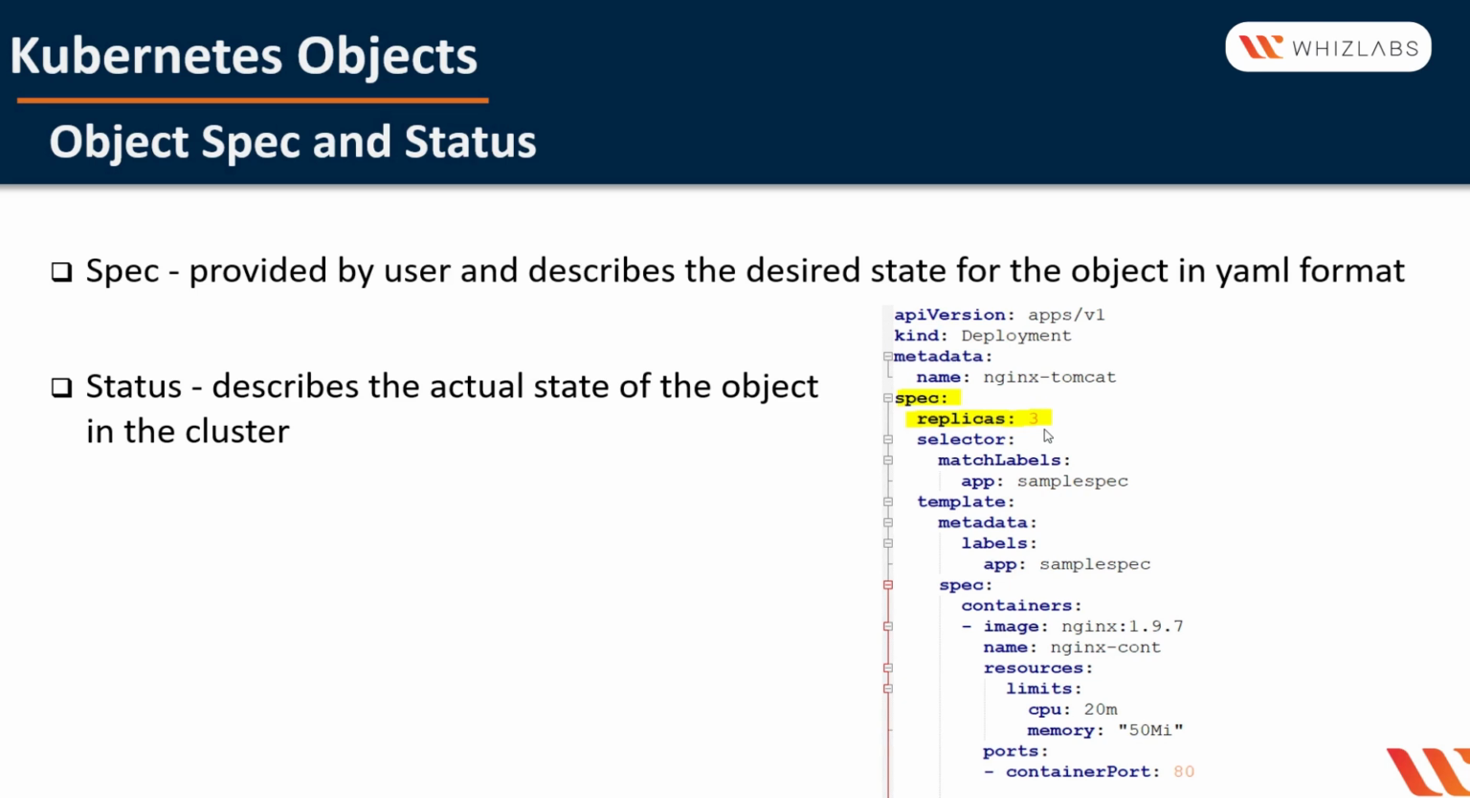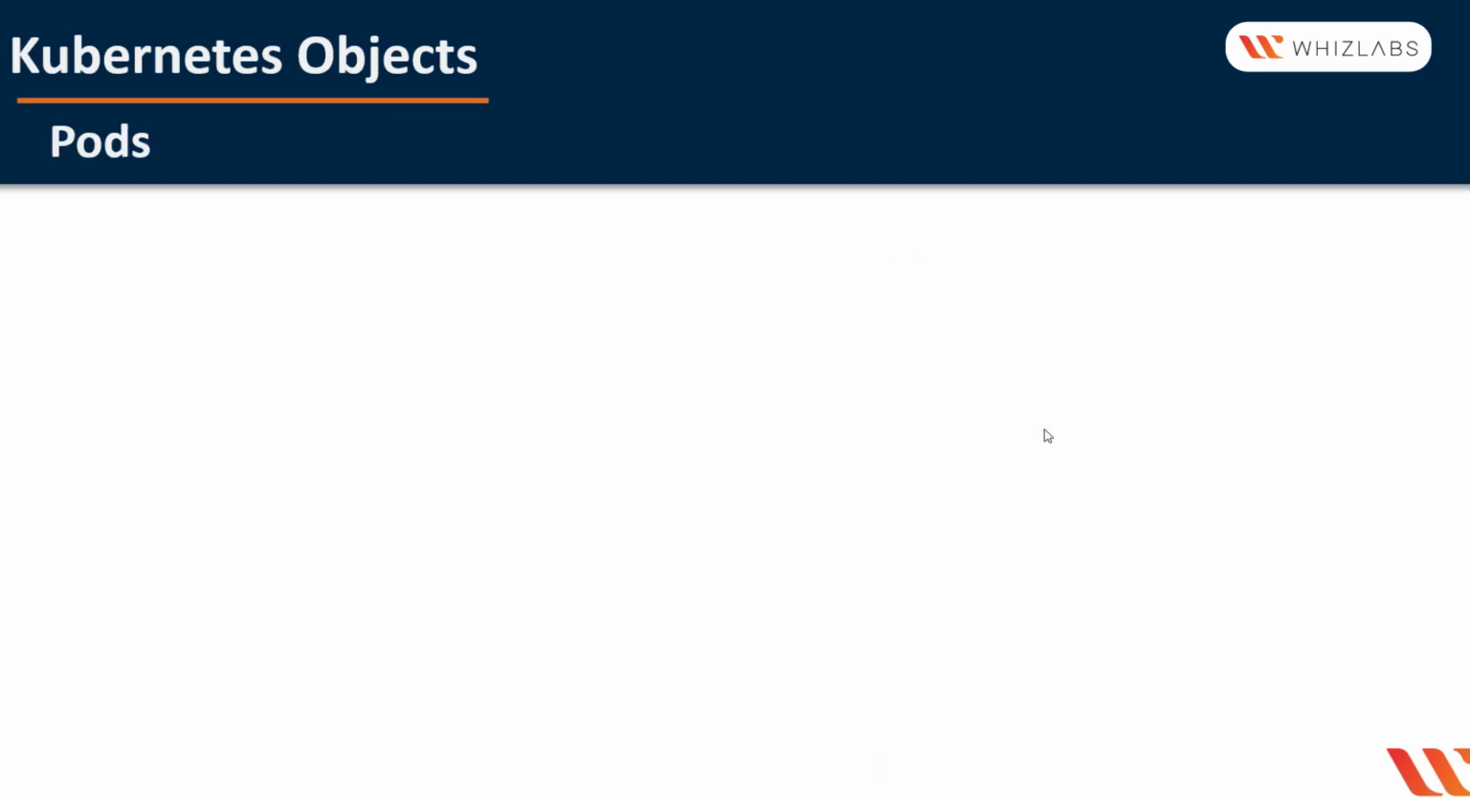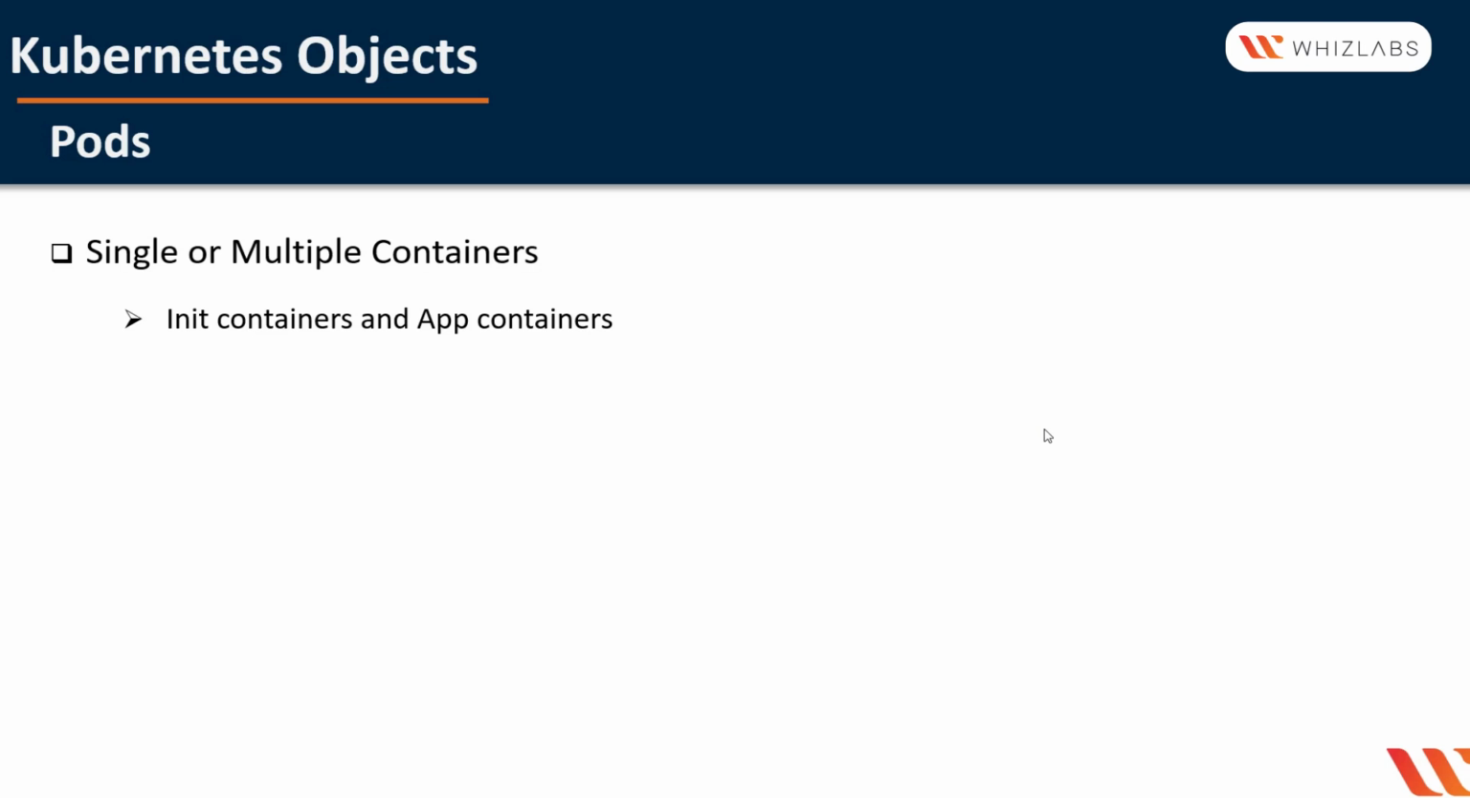Let's understand the smallest deployable object in the Kubernetes object model, which is a pod. A pod encapsulates the following: single or multiple containers. Generally, there is just one container in a pod, but there can be multiple containers as well within a single pod. Some pods have init containers and app containers. Init containers run and complete before the application containers are started.